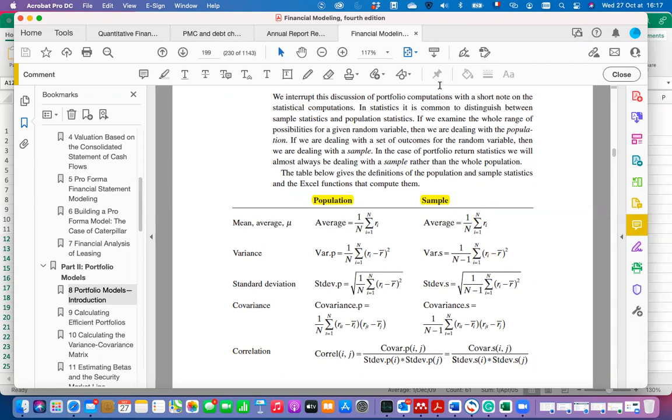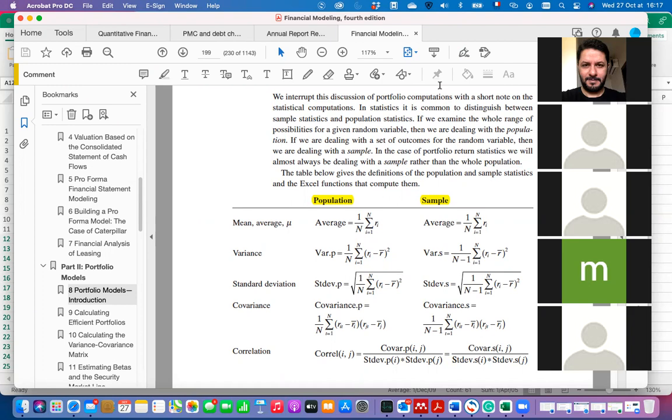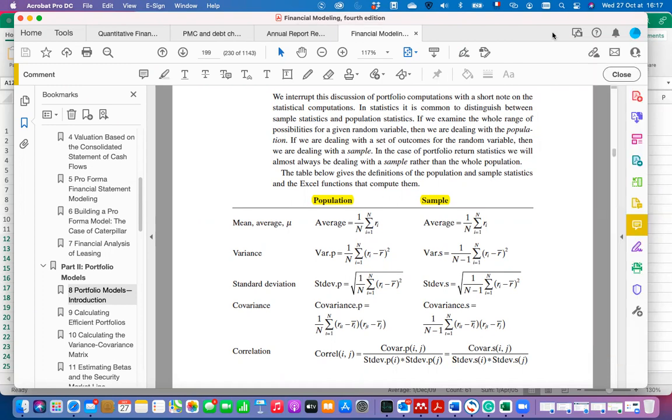But please, you have to pay attention. We have 2 ways to compute these 5 elements, whether it is about population or sample. Population is when we have all the available data regarding one stock, since the IPO of the stock, the initial public offering, until today. We have all the data about it from the day this stock was born until today.